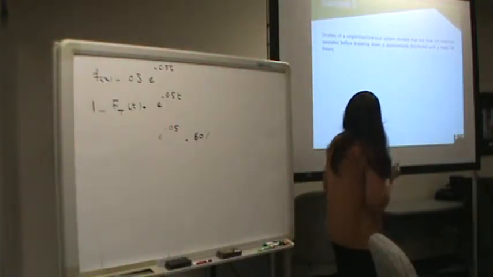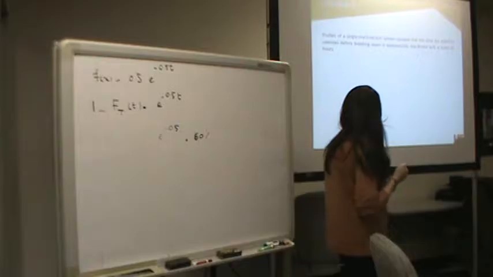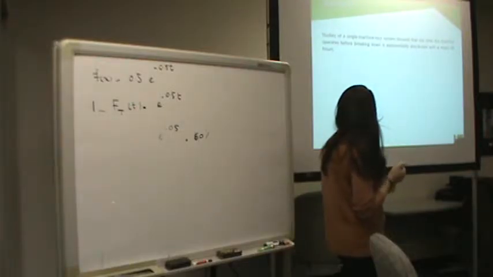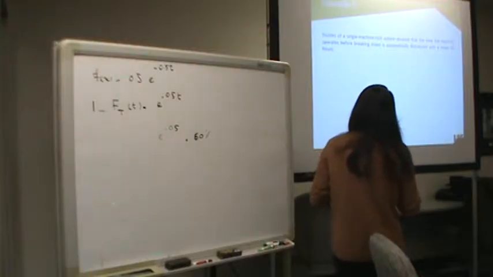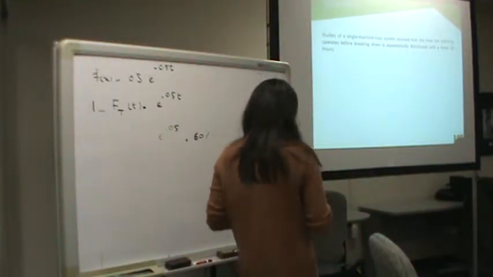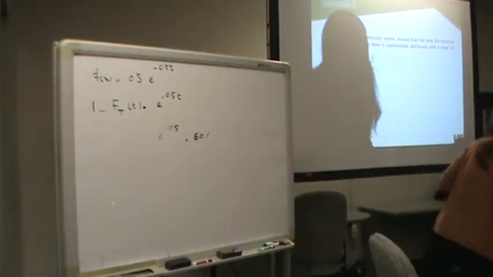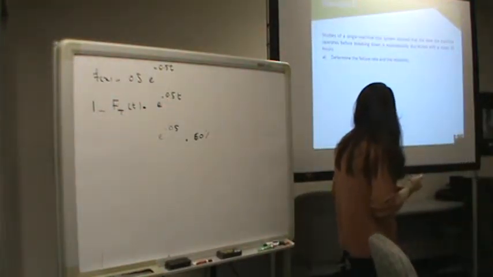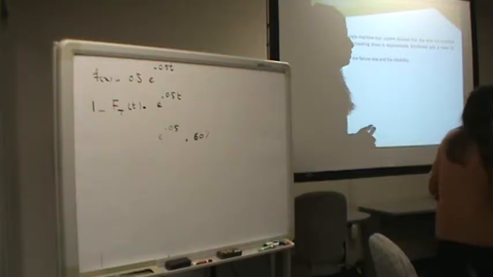Studies of the single machine tool system showed that the time the machine operates before breaking down is exponentially distributed with a mean of 10 hours. So, determine the failure rate and the reliability.